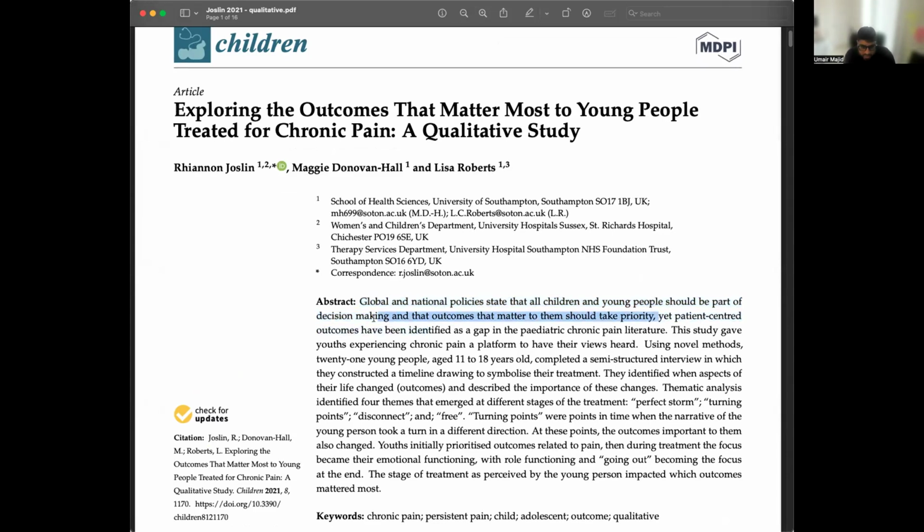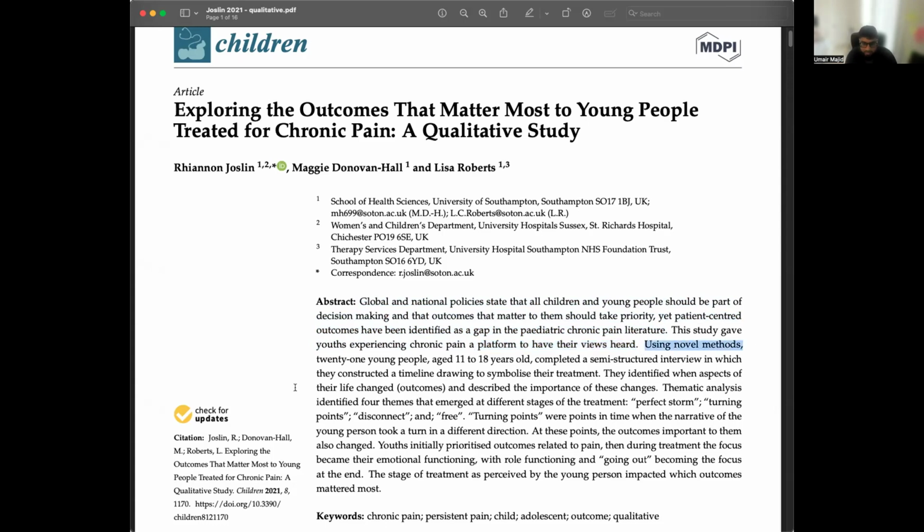Yet, patient-centered outcomes have been identified as a gap in the pediatric chronic pain literature. So they've identified the gap. And then, of course, once they identify the gap, they follow up with what they're doing in that study. This study gave youths experiencing chronic pain, so the population, a platform to have their views heard. So listen to their views, to understand their views, to understand their experiences.